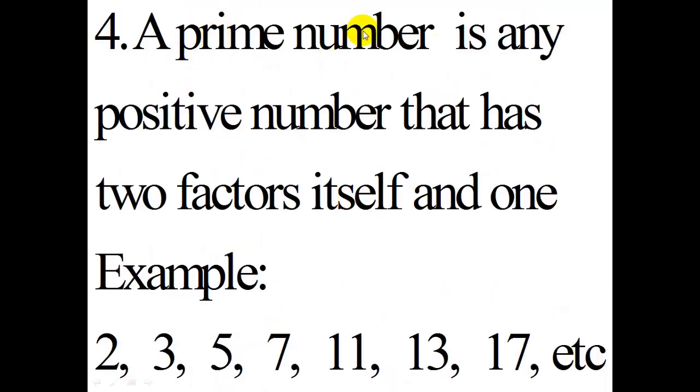Now let's look at a prime number. A prime number is any positive number that has two factors, itself and 1. Examples of prime numbers are 2, 3, 5, 7, 11, 13, 17, etc.